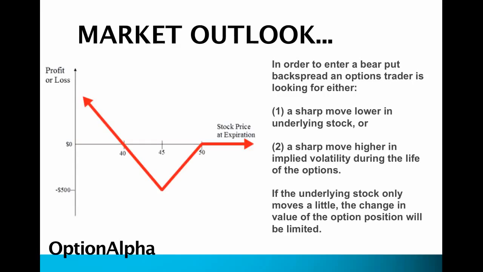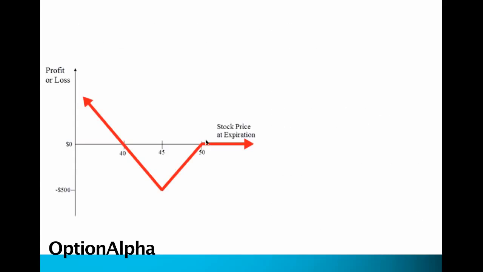Well, you want to enter this strategy if one of two things is going to happen. Either you're A, looking for a sharp move lower in the underlying stock, and you can visually see this on our profit loss diagram because we make a huge profit if the stock moves considerably lower, or you're looking for a sharp move higher in implied volatility during the life of the options. Now you can actually bend and mold this strategy so that it actually does make a credit here on the top side, and so you actually have kind of a market neutral strategy. But I'll talk to you more about that at the end of the video.